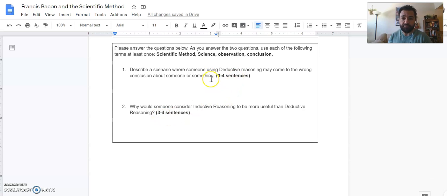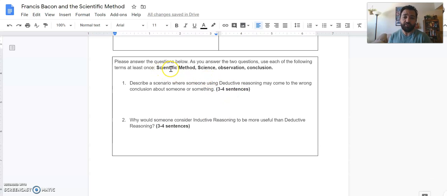Each one is going to be 3 to 4 sentences, and again, make sure that you use each of these terms at least once. It doesn't matter whether you use them in the first or second one. You don't have to use them in each question, just use them once throughout the 2 questions.